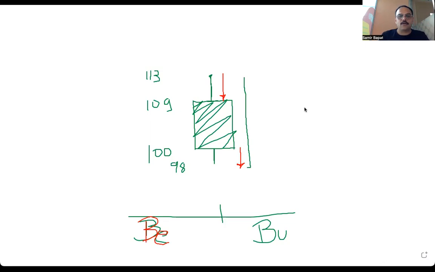Got it? Now, some scenarios I'll take quickly. Anyway, bears are on the left, bulls are on the right. Now, what may happen is another thing. The price started at 100. Bulls pura josh mein hai, full mood. Bulls are in full mood that whatever price it is available, we'll buy.